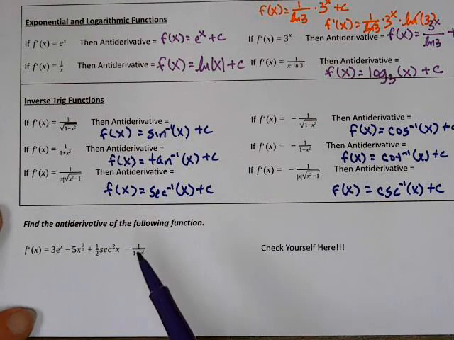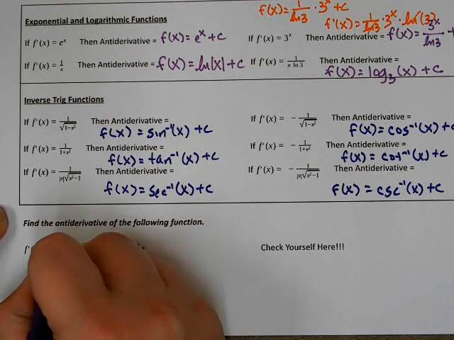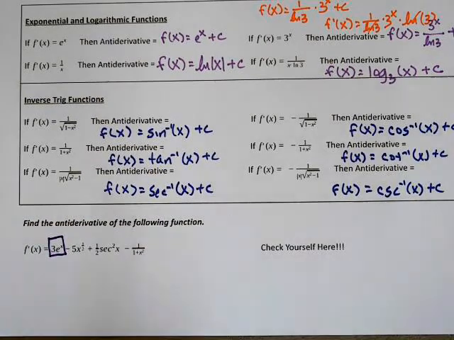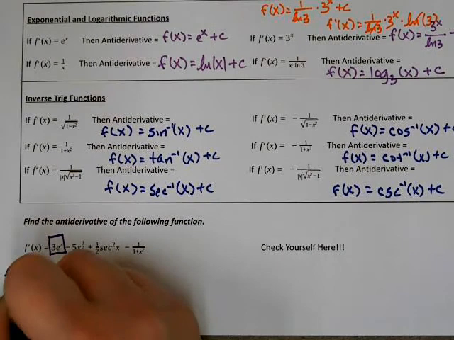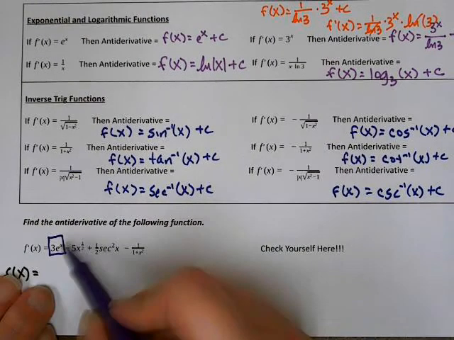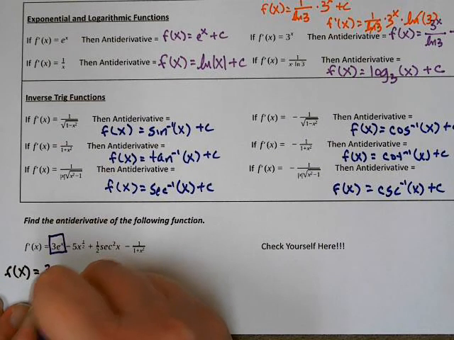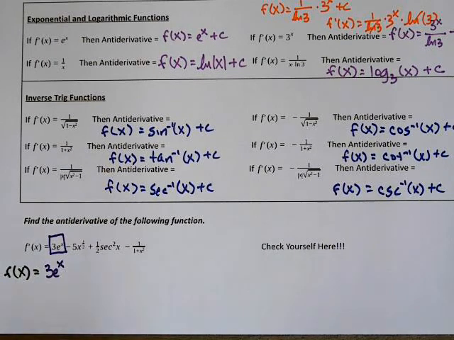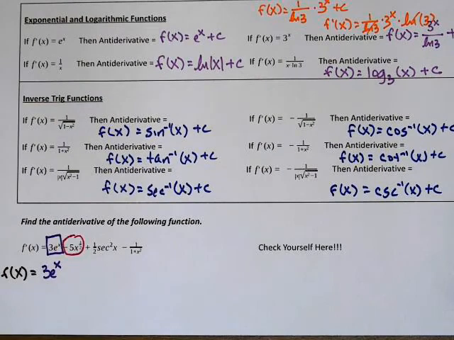All right, so let's see. Find the antiderivative of the following function, and we're going to check ourselves over here. So we're going to start with this piece first. So f of x equals, let's see. I need the antiderivative of 3e to the x. So I'm lucky, that's actually just 3e to the x. That one's nice and easy.